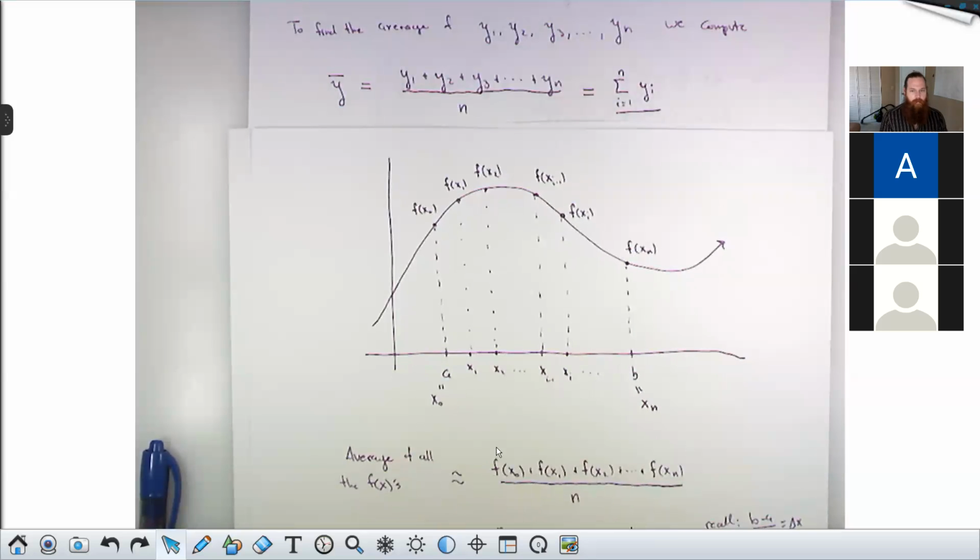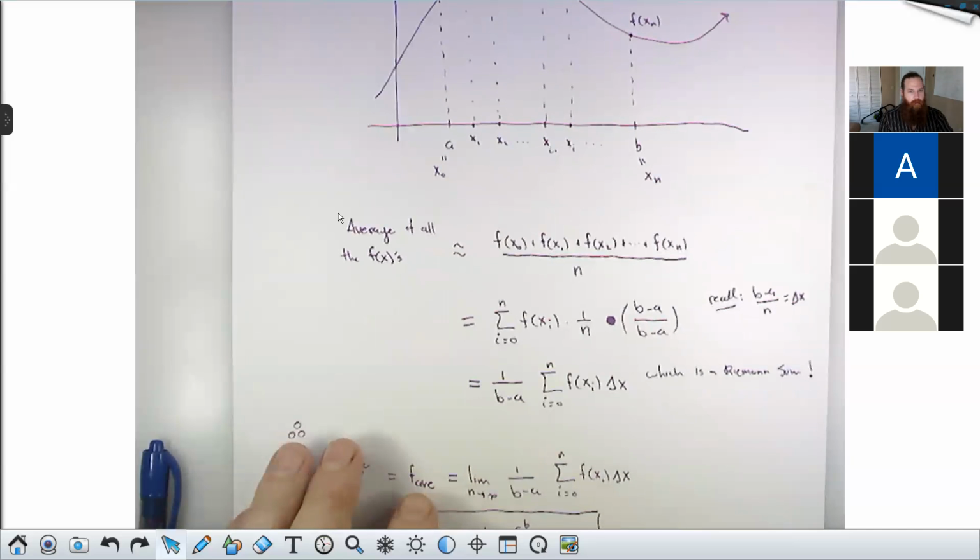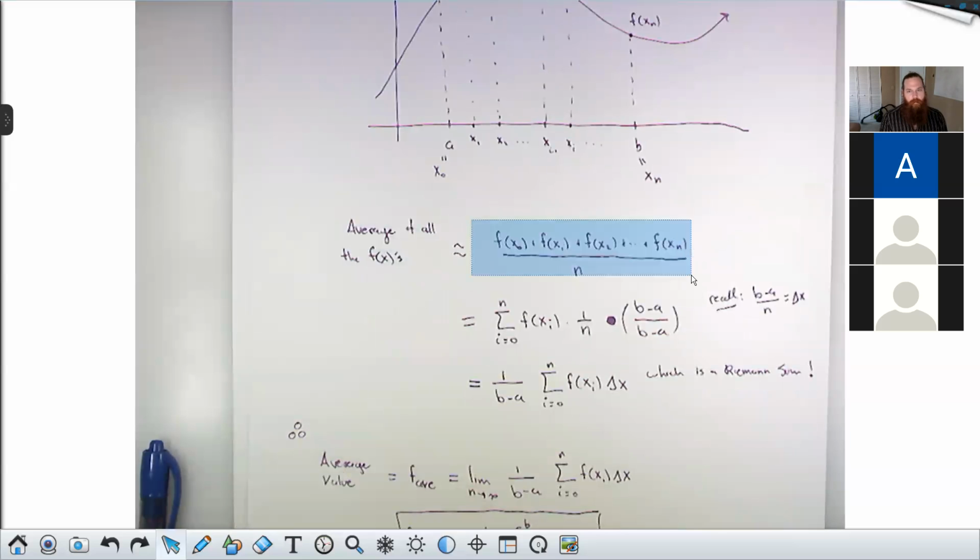So think of each of these as y0, y1, y2, y3. If I send n to infinity here, this expression looks a lot like this expression. So it's still an average, but it would become the average of the infinitely many y values that exist along this graph between a and b. And that's precisely what I wanted, the average of all the f of x's. It's approximately equal to this finite sum, and it's exactly equal to what happens as you send n to infinity.